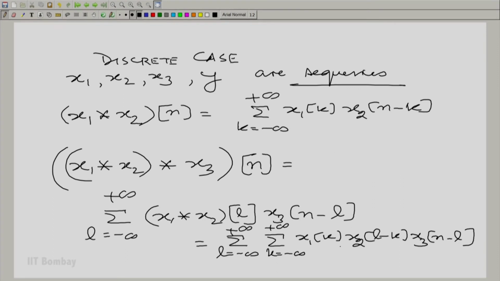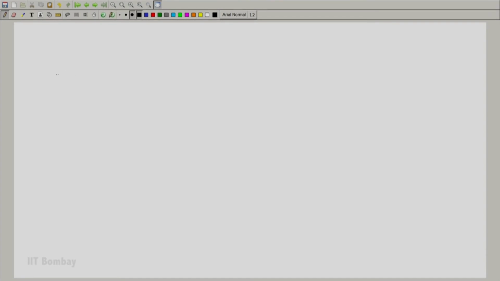But to make that change of variable, we must first see where we want to go. So, let us write down the result of the other side, x1 convolved with the result of convolution of x2 and x3. Let us write down the expression there. So, look at this expression here. Here we have essentially calculated x1 first convolved with x2 and then convolved with x3. Now, what we shall calculate is x1 convolved with the result of convolution of x2 and x3.